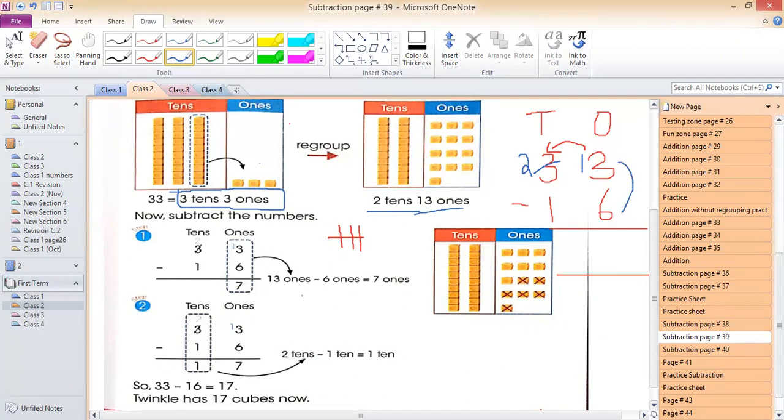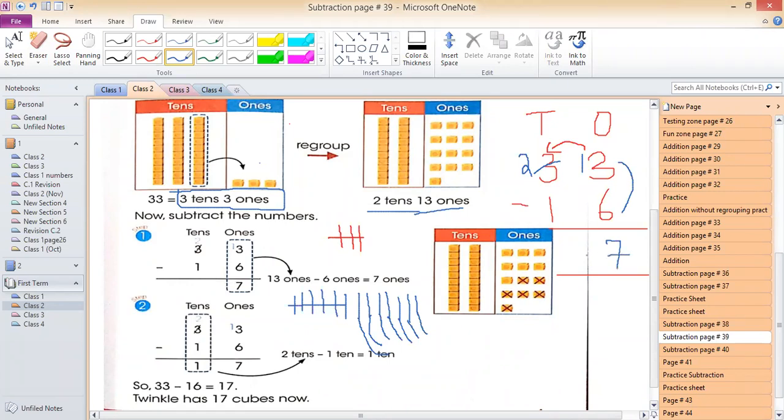So first you will draw 13 lines. 1, 2, 3, 4, 5, 6, 7, 8, 9, 10, 11, 12, and 13. Then you will cut 6 lines. 1, 2, 3, 4, 5, and 6. How many lines are left? You will check. 1, 2, 3, 4, 5, 6, and 7. So 13 minus 6 is equal to 7.